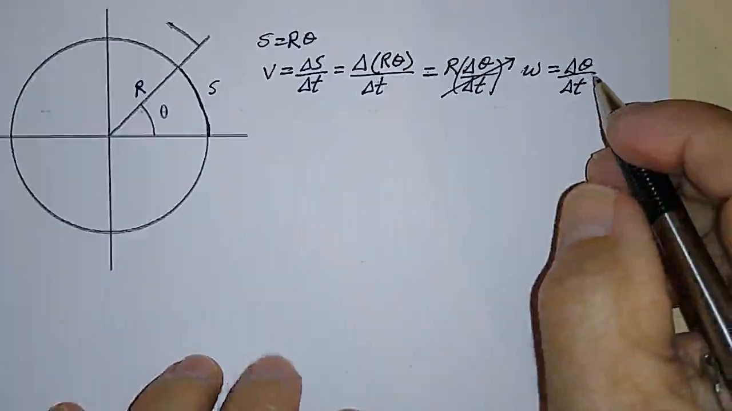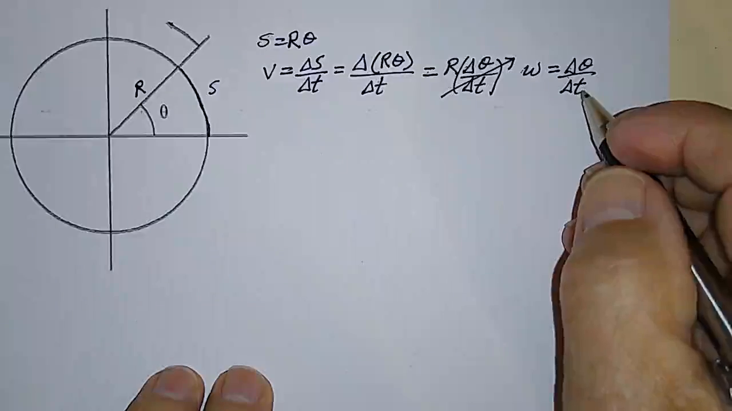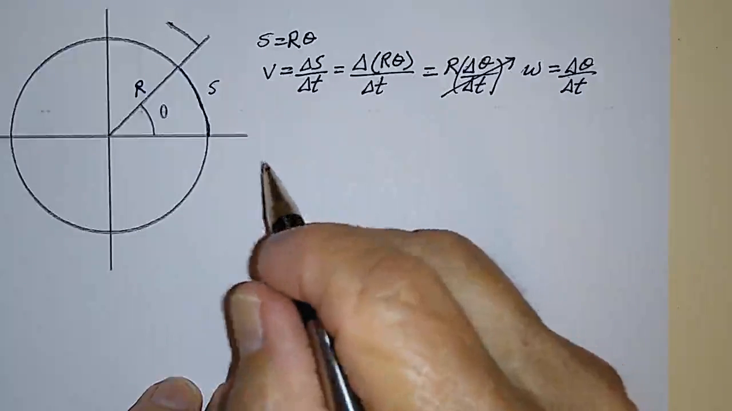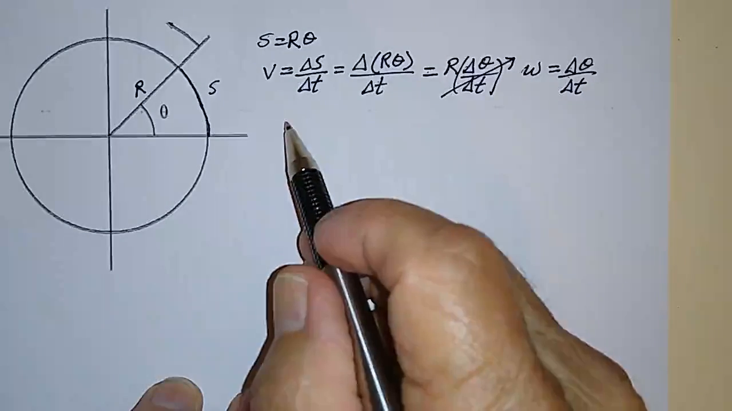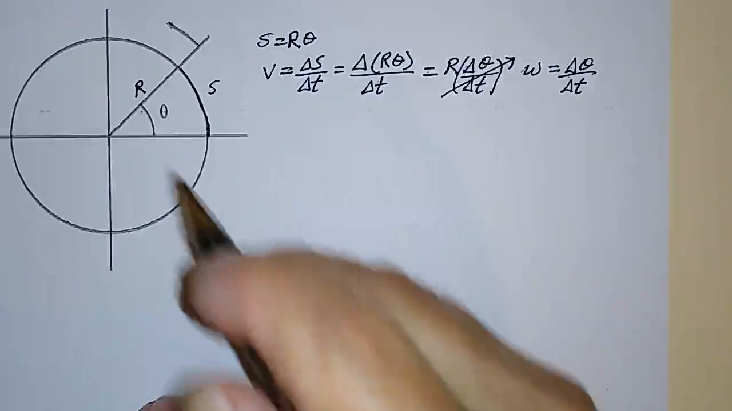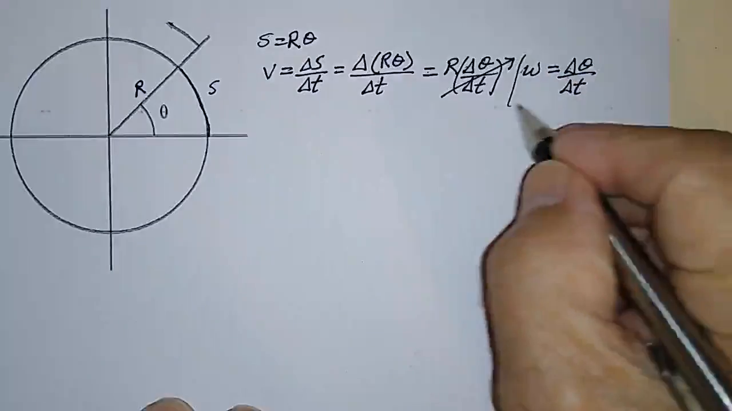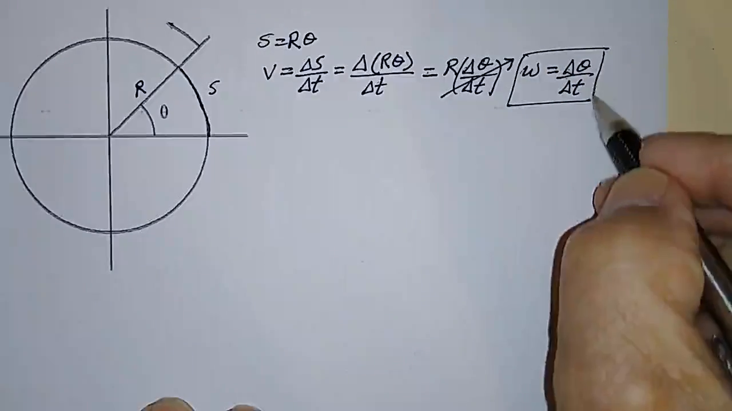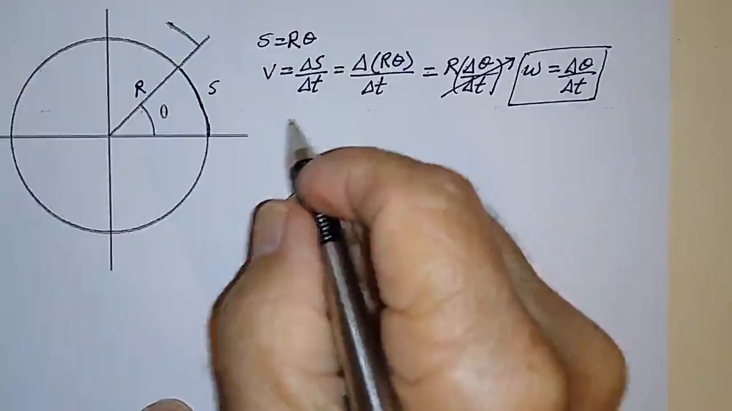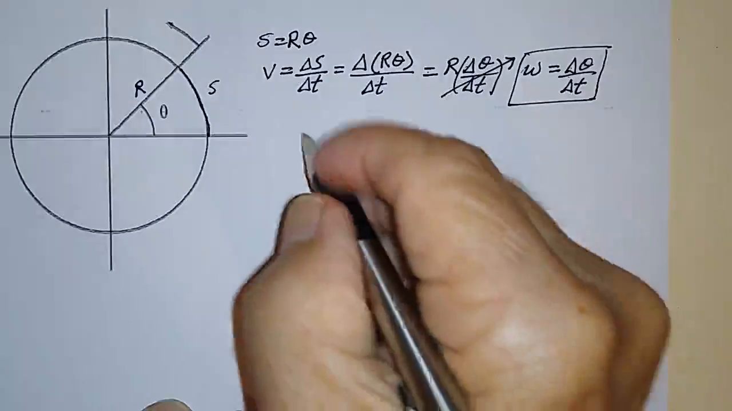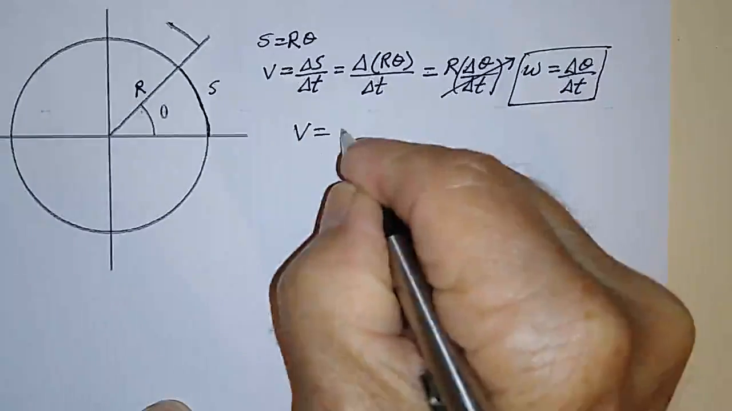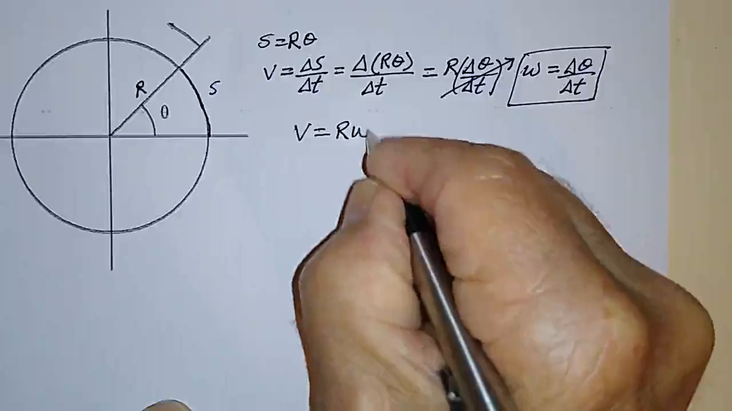It's also referred to as the angular velocity, but that's a little bit of a misnomer used in this context. So omega is defined to be the time rate of change of the angle, and we get from this equation right here that v is equal to r times omega.